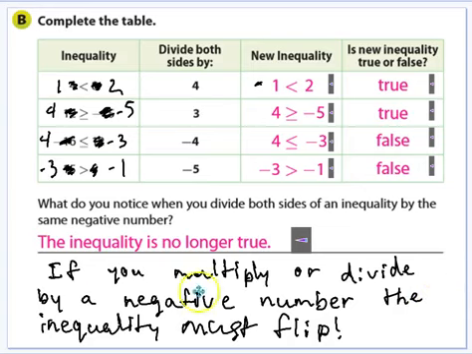Class, please write this down, and please make sure you know this. We will be going over it in a short amount of time. If you multiply or divide by a negative number, the inequality must flip. If these inequalities flipped, they would be true. Just remember that. That is very, very important in this lesson.